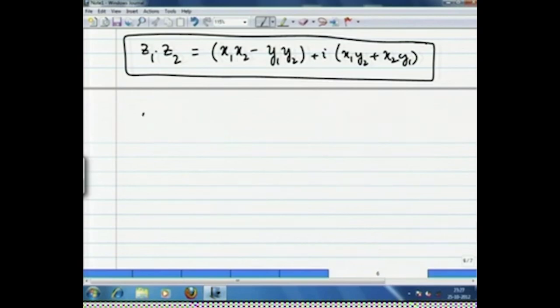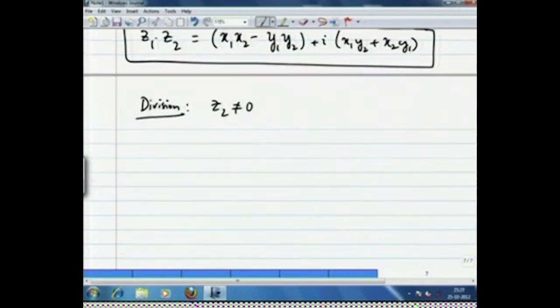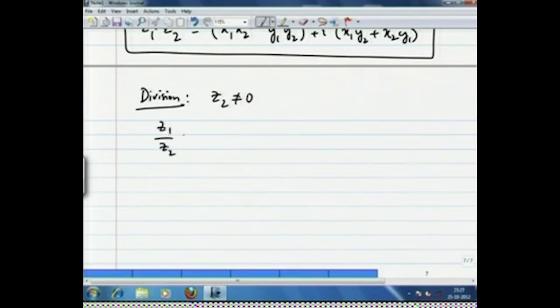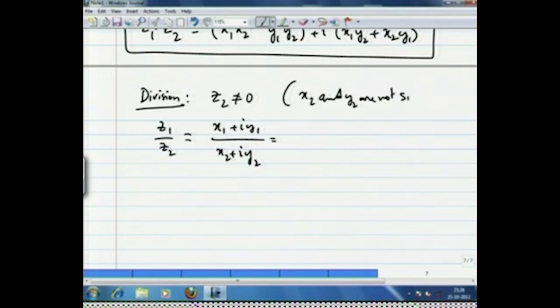Then we can also divide complex numbers. We can divide only when z 2 is not 0. So z 1 by z 2 is x 1 plus I y 1 divided by x 2 plus I y 2. Recall that z 2 not being 0 means that x 2 and y 2 are not simultaneously 0. One of them can be, but not both, because the complex number 0 is 0 plus I times 0, which we are abbreviating as 0.